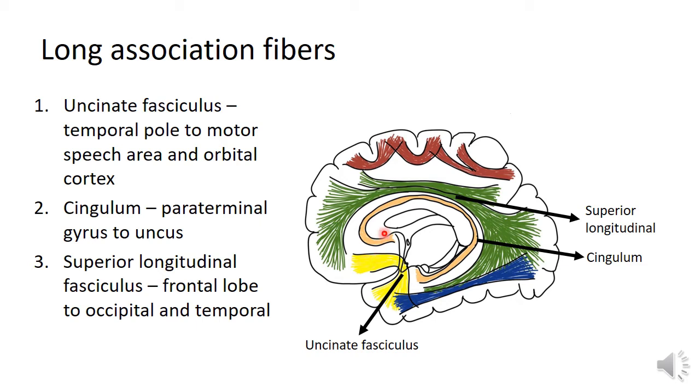The next one is cingulum. The cingulum connects the paraterminal gyrus to the uncus. It forms a circular shape. That's why it is called cingulum.